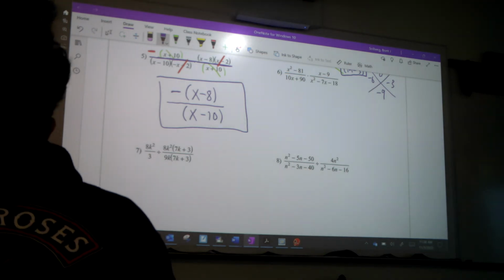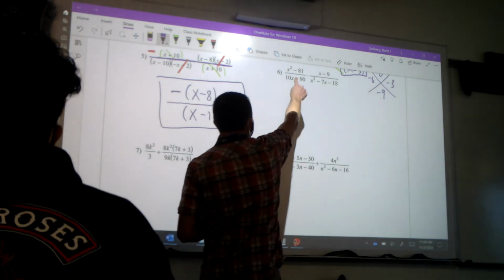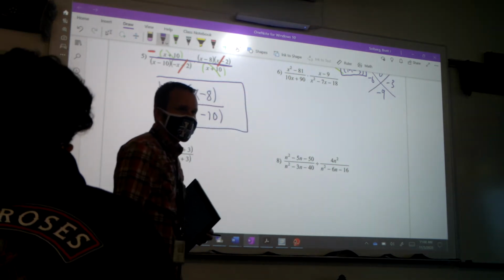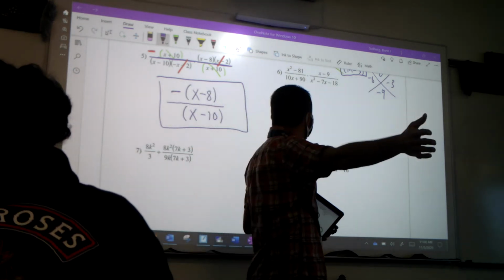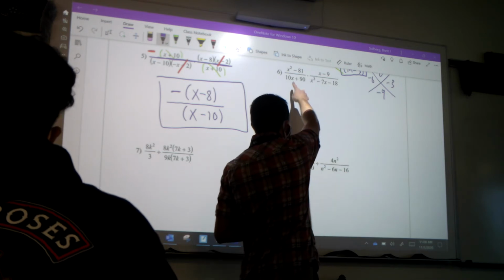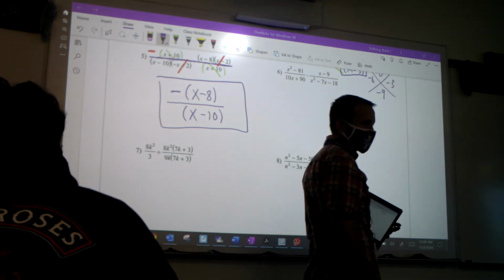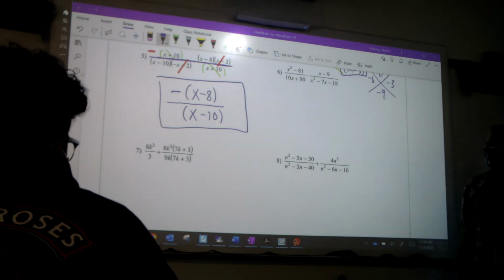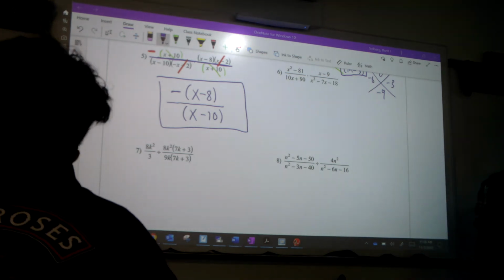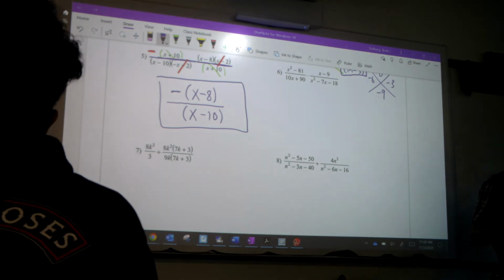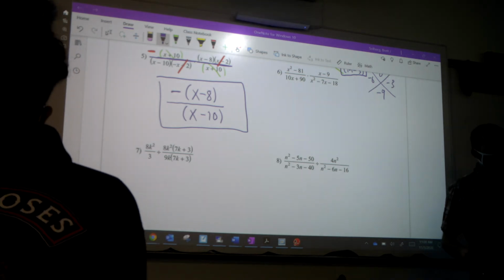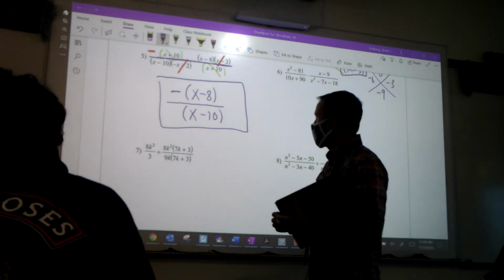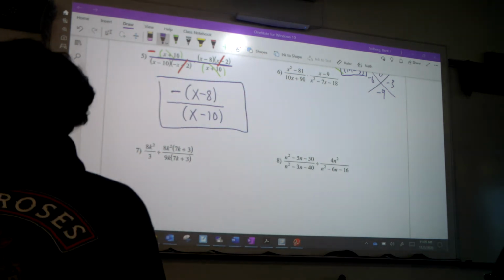You guys, I want you to put your brains together and factor x squared minus 81. This middle row right here, I want you to factor 10x plus 90. Okay, put your brains together. You two rows right here, put your brains together. I want you to factor x squared minus 7x minus 18. So if you know how to factor, great, do it. If you don't, ask for help, but you got 30 seconds now. I want you to try to factor that. Go.